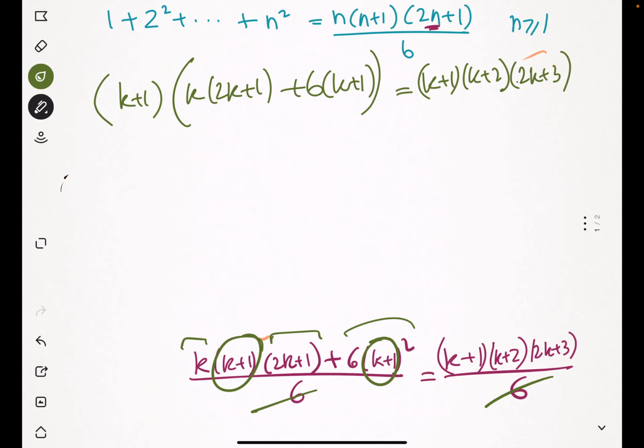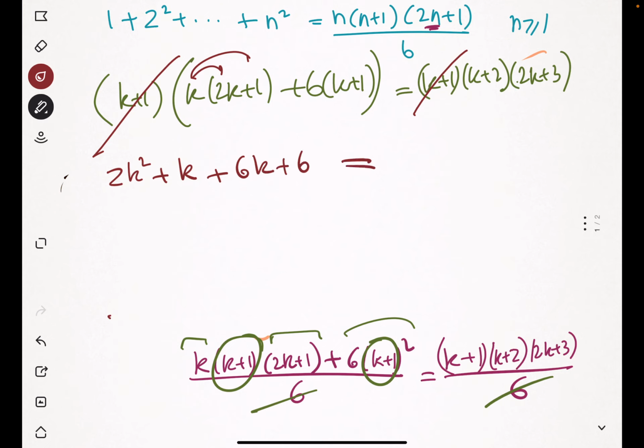We observe already that there are two things that are the same, right? k plus 1 and k plus 1. They cancel, they are the same. So let's check the rest and see if they are the same. Let's just do the operations here. Let's do the distributive property. That will be 2k squared plus k plus 6k plus 6. And on the other side, let's do the distributive property also. That will be k times 2k, 2k squared, k times 3, 3k, and now plus 2 times 2 is 4k, plus 2 times 3 is 6.